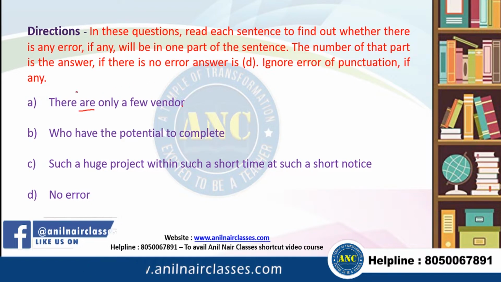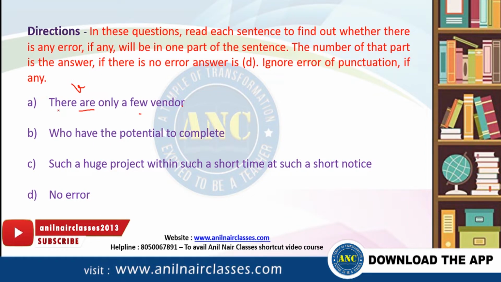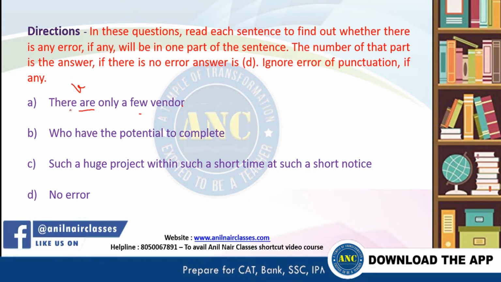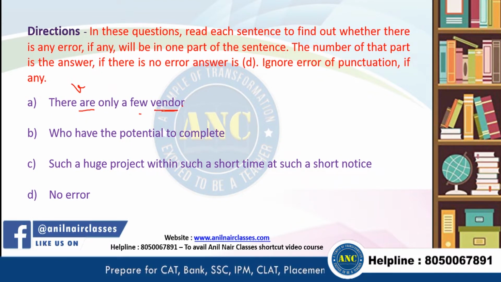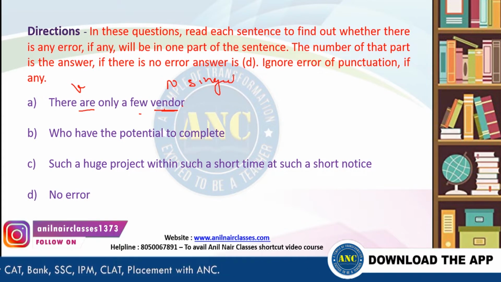Right? So "are" is a verb over here. So you ask, what are there? What are there? Because "there" is an adverb, it cannot be the subject, right? Nouns or pronouns only can be the subject. So what are there? The vendor, right? Vendor is the noun and it is a singular noun.